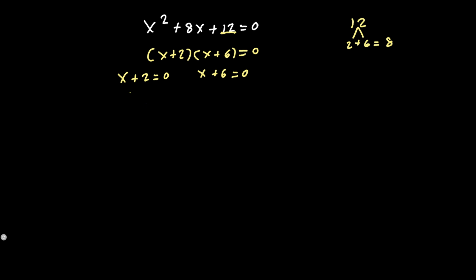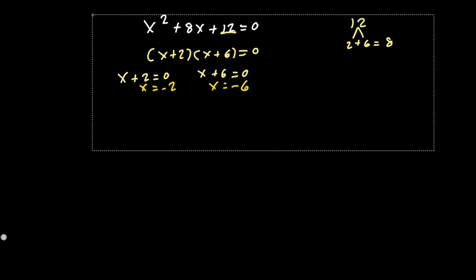So solving for x, we just subtract 2 from both sides, which then gives us x is equal to -2. And on this one, x plus 6 is equal to 0. We subtract 6, and we get x is equal to -6. So that is pretty straightforward. So we're going to do a few more examples. So let's go ahead and look at x squared plus 7x plus, let's say, 6 is equal to 0.